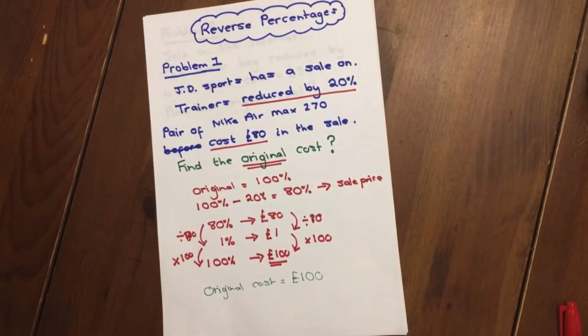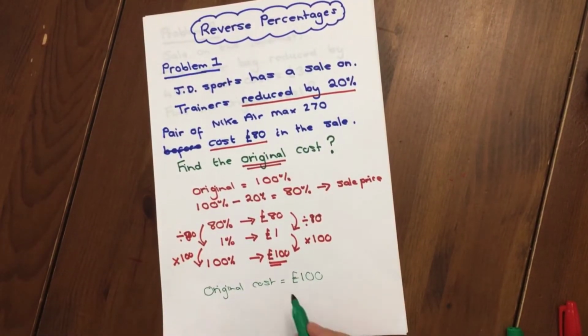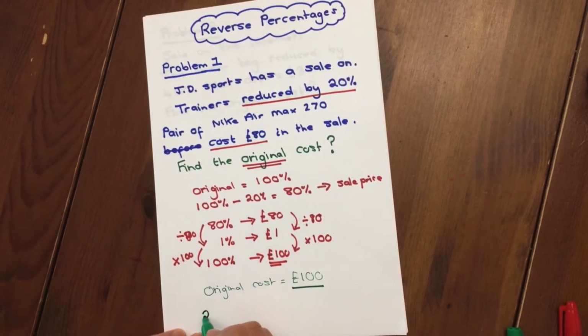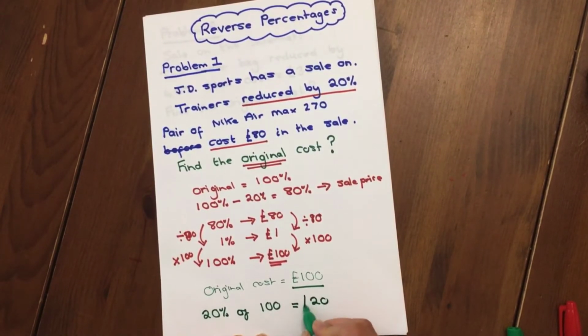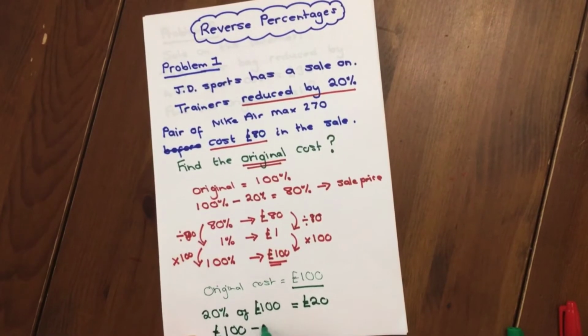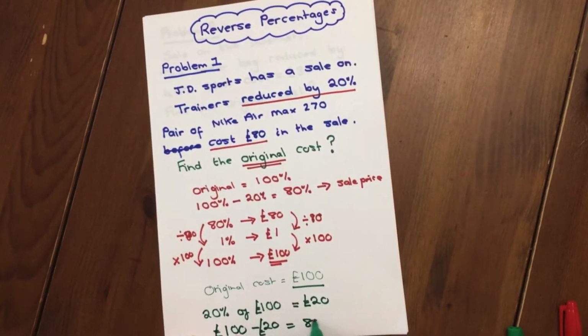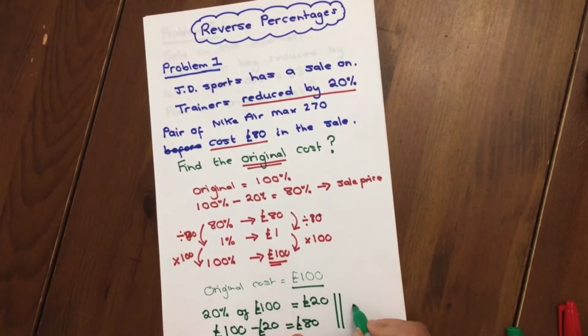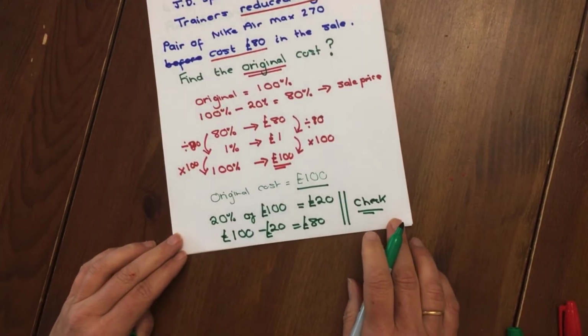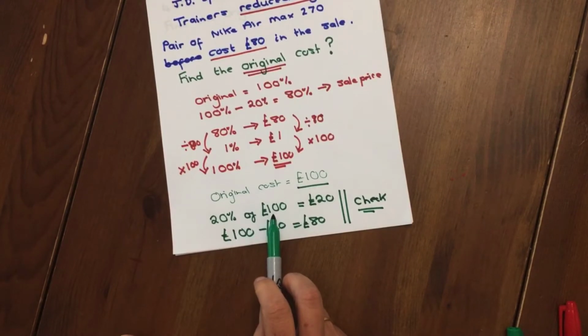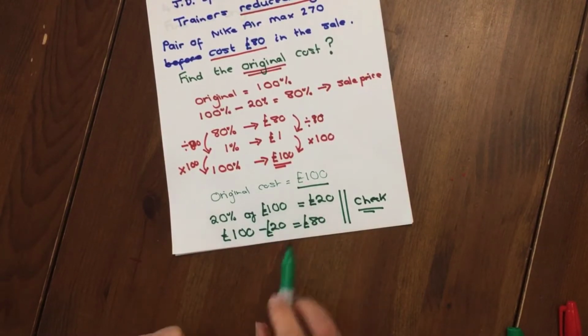Right, we can check that is correct, because in our previous lessons, you know how to find 20% of 100, and it's gone down by 20%. Well, 20% of 100: 10% is 10, 20% will be 20. So if we go down by £20, the sale price would be £80. So this is just a way of checking my answer. I just checked that £100 take off 20% is equal to £80.